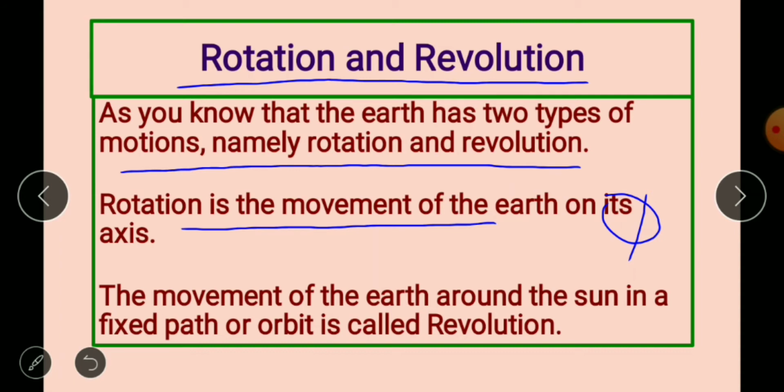The second one is revolution. The movement of the earth around the sun in a fixed path or orbit is called revolution. We all know that the earth revolves around the sun.